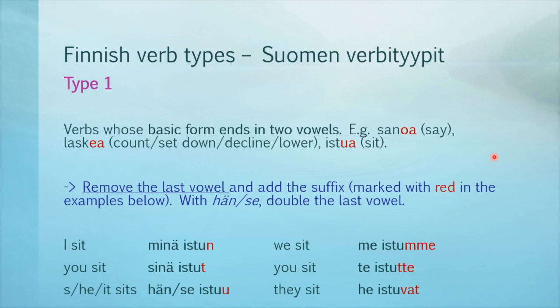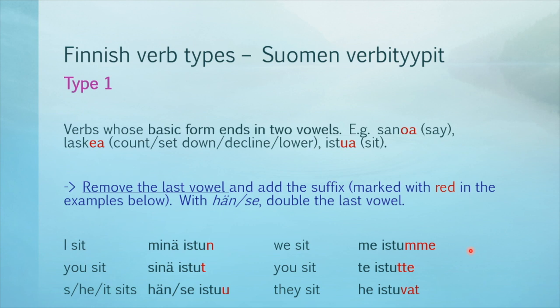Type 1 is quite easy. These verbs have a basic form that ends in 2 vowels. For example, sanoa, meaning say, laskea, meaning many things, for example, count, set down, decline, and lower, and istua, meaning sit. How to get the verb forms used with pronouns then? You need to remove the last vowel and then add the suffix. I've marked the suffixes with red in the examples below. With hän or se, you need to double the last vowel.